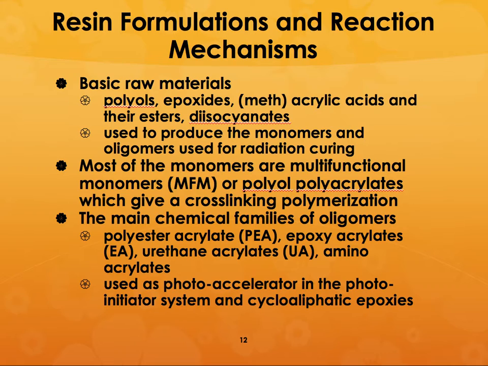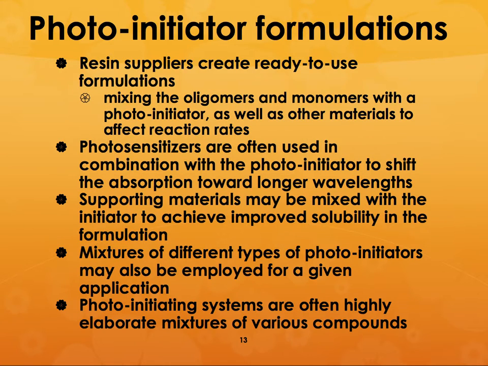And these oligomers can be chemical families that contain polyester acrylate, they call it PEA, or epoxy acrylates or EAs, or urethane acrylates or UAs, or amino acrylates. And these oligomers are used as a photoaccelerator in the photoinitiator system and cycloaliphatic epoxies. But most of the time, we don't worry about that because the resin suppliers just supply the ready to use formulations. Sometimes it comes as a two-part or a three-part formulation. So you just mix them with a photoinitiator as well as other materials to affect reaction rates.